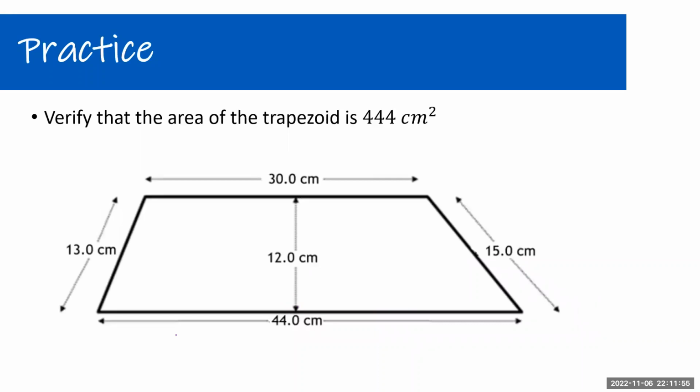So let's take a moment and practice. Again, this would be a great place to practice and pause. But let's go ahead and verify that this area is going to be 444 centimeters squared. So we have a lot of information here, okay? Remember, we don't care about what's on the slanted sides, okay? That's completely irrelevant. Mark them out, ignore them, okay?